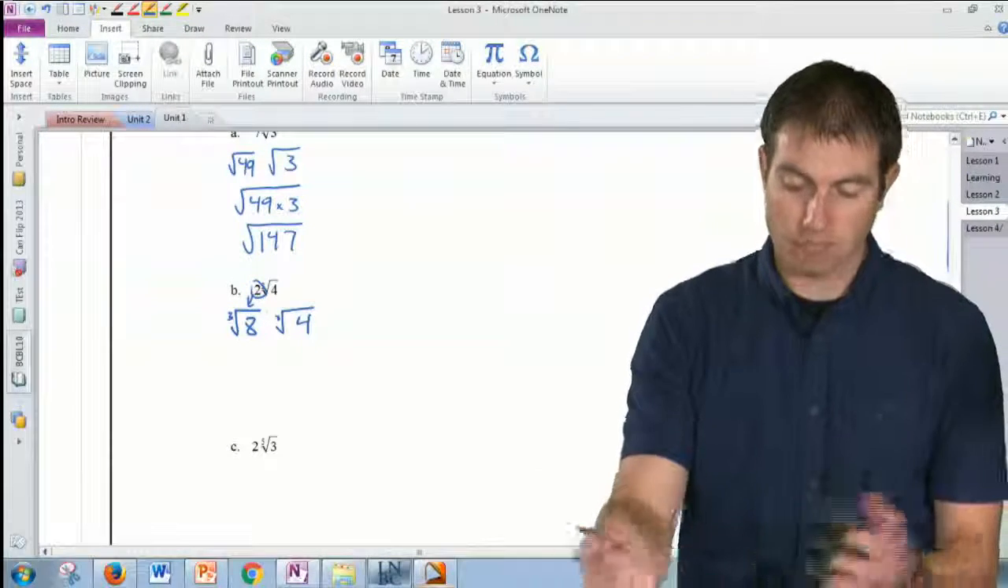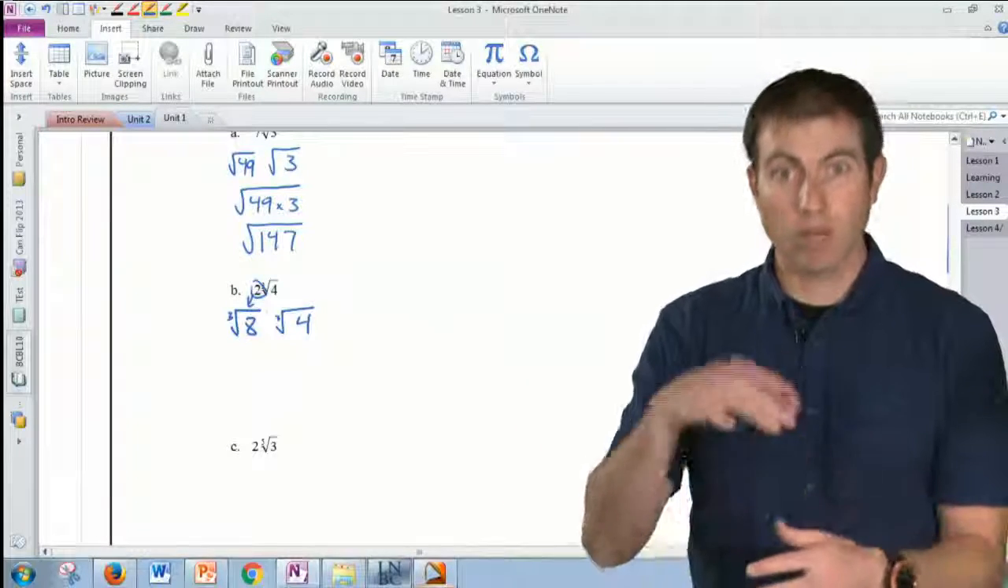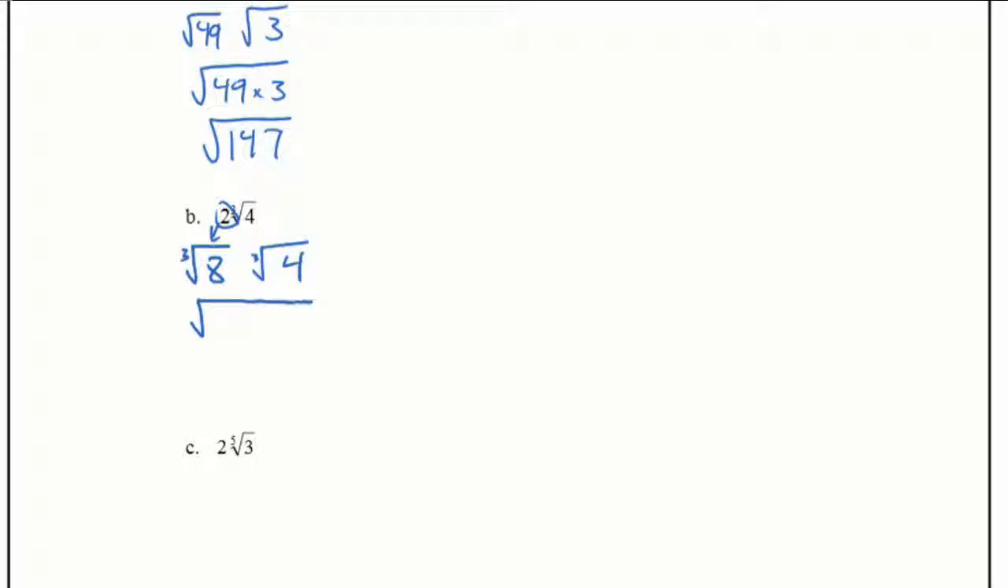And then I can say, I have 2 cube roots. I can combine these under one radical sign, or one cube root sign. So I'm going to write one big cube root sign, 8 times 4. And then just do the multiplication. 8 times 4 gives me 32. So I can take the cube root of 32.